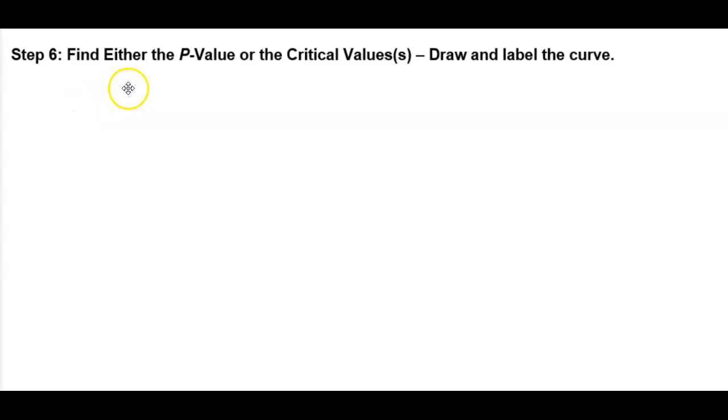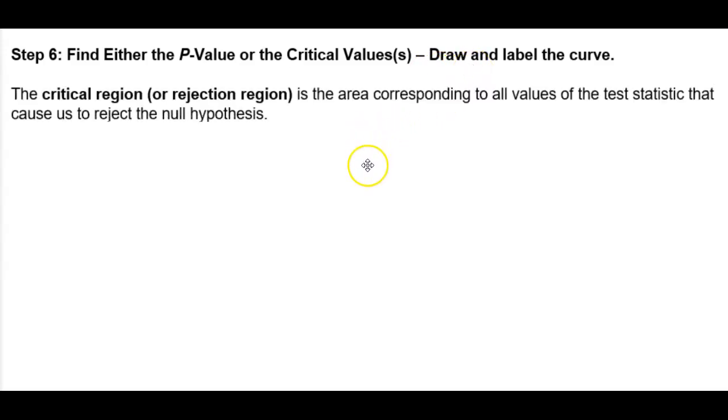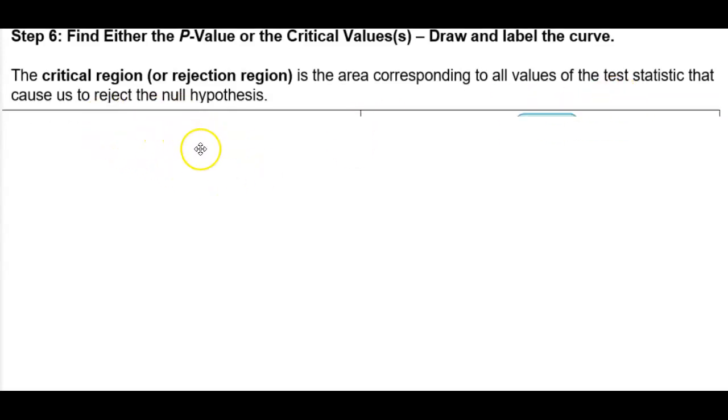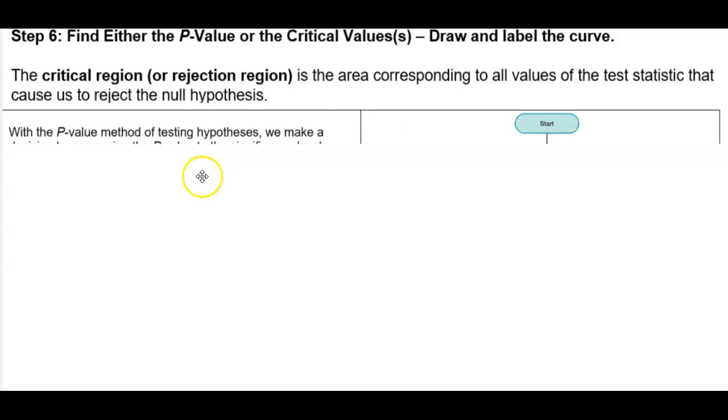Step 6. Find either the p-value or the critical values and then draw and label the curve. Okay, now before we do that, let's talk about the critical region or the rejection region. That is the region that is shaded in a bell curve. This is the area that's corresponding to all values of the test statistic that cause us to reject the null hypothesis. Okay, now let's first talk about the p-value method.